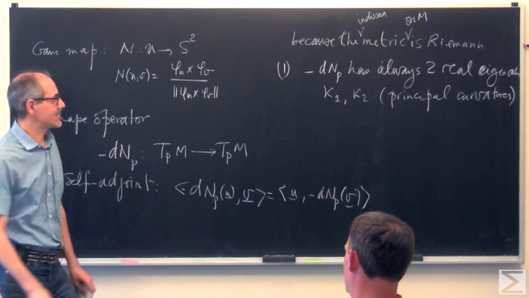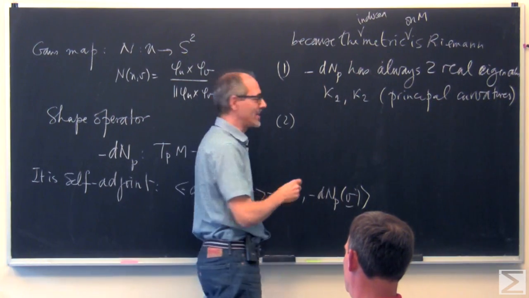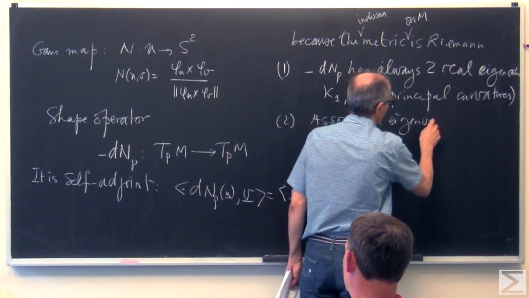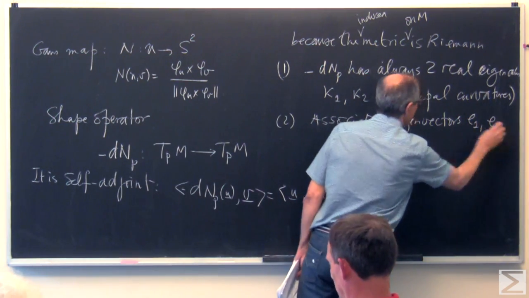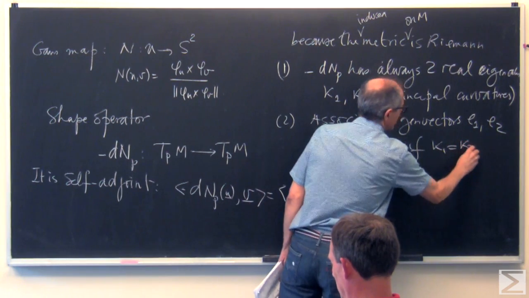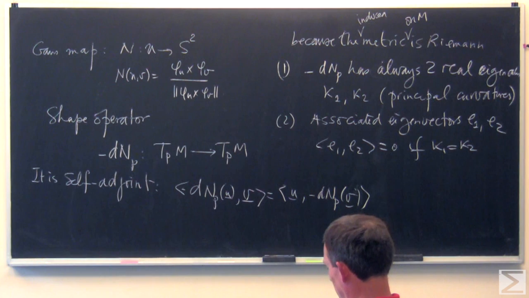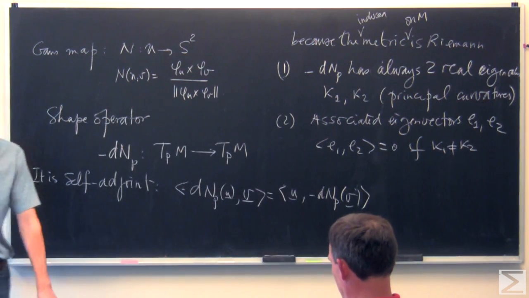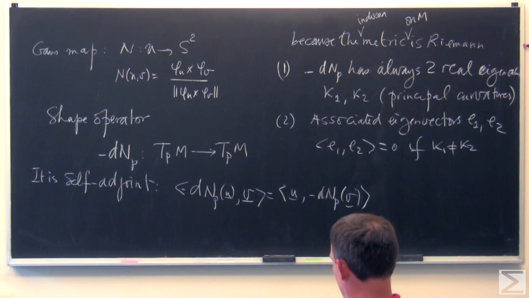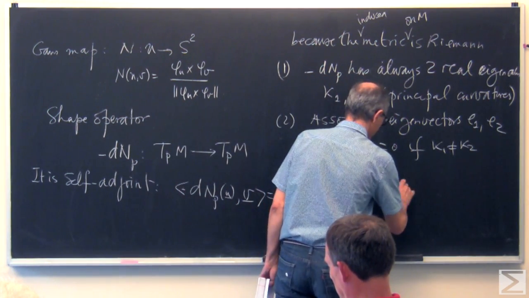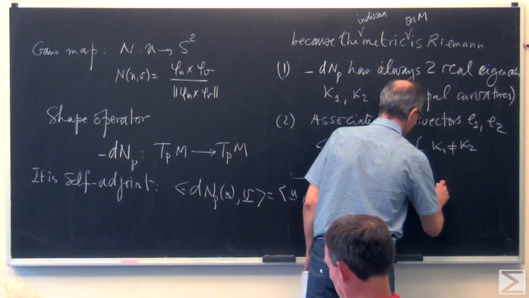Okay? And it has two associated eigenvectors, E1 and E2, which are orthogonal if the eigenvalues, the principal curvatures, are not equal. If they are equal, then basically the shape operator will be a multiple of the identity, and every vector is an eigenvector. Okay? So E1 and E2 are called the principal directions.